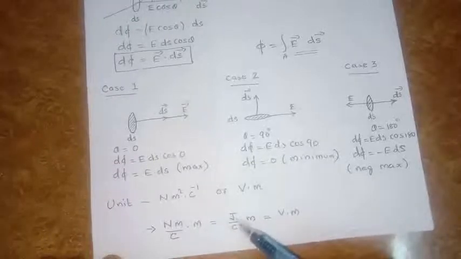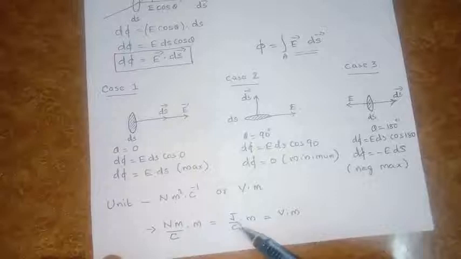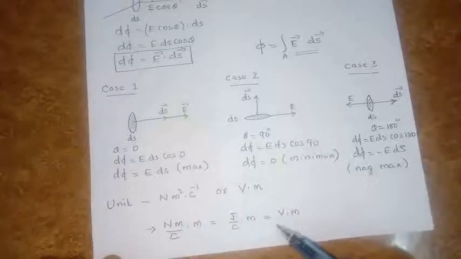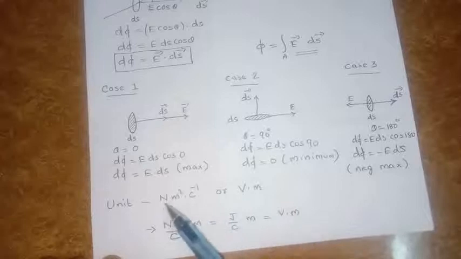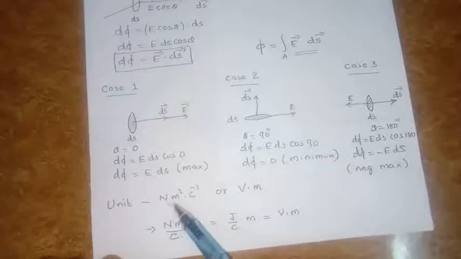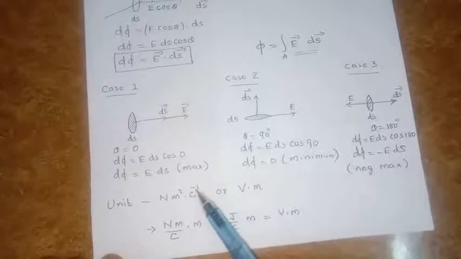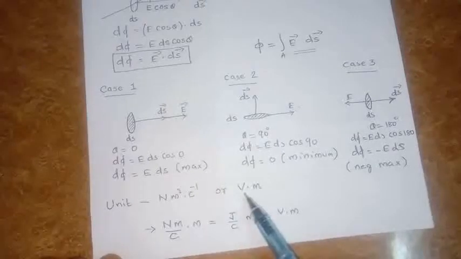Now, what is work per charge? In the 10th standard you studied work per charge is nothing but volt. Therefore, joule per Coulomb into meter can be written as volt meter. So altogether, unit of flux is Newton meter square Coulomb raised to minus 1, and that is equal to volt meter.